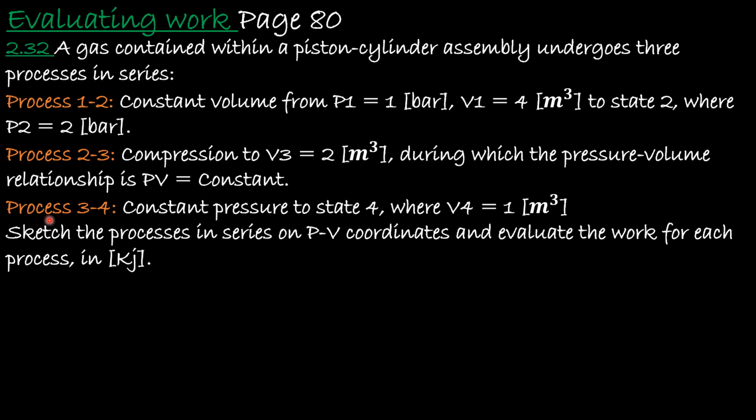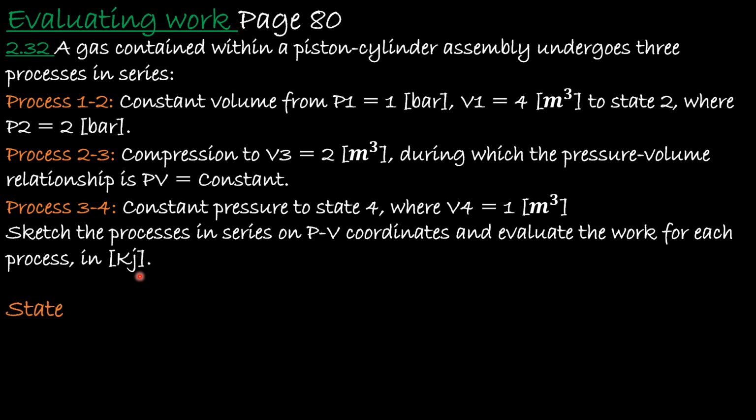Now, the third process goes from state 3 to state 4, and it tells us it is at constant pressure, so this is a constant pressure, isobaric process to state 4, where volume 4 is equal to 1 meter cube. Here we are asked to sketch the process in series on pressure volume coordinates and evaluate the work for each process in kilojoules. The first step, let's write down what is given to us so things will be clear.